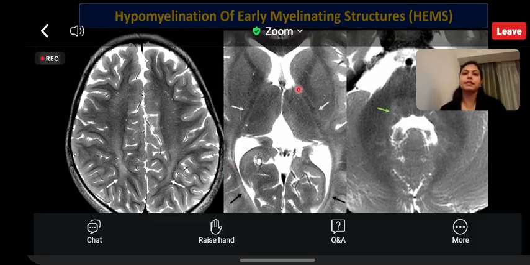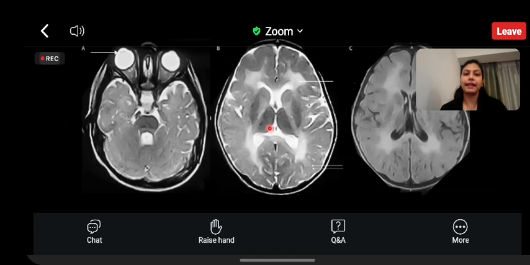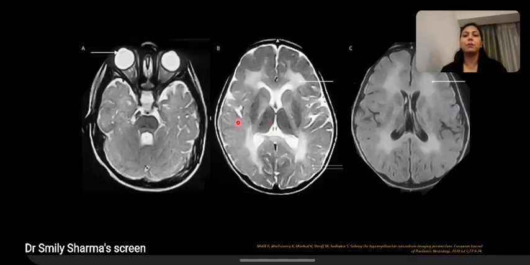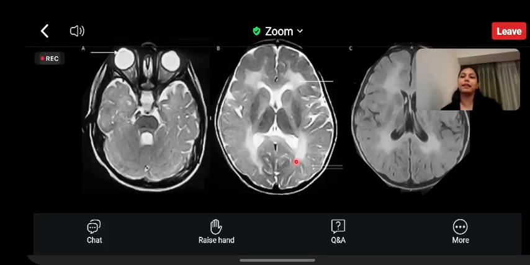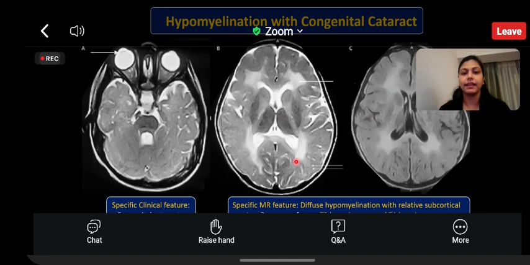Then this is a case where we have cataracts, we have diffuse hypomyelination, and more conspicuous hyperintensities in periventricular white matter. So this is a case of, as the name suggests, yes, hypomyelination with congenital cataract.